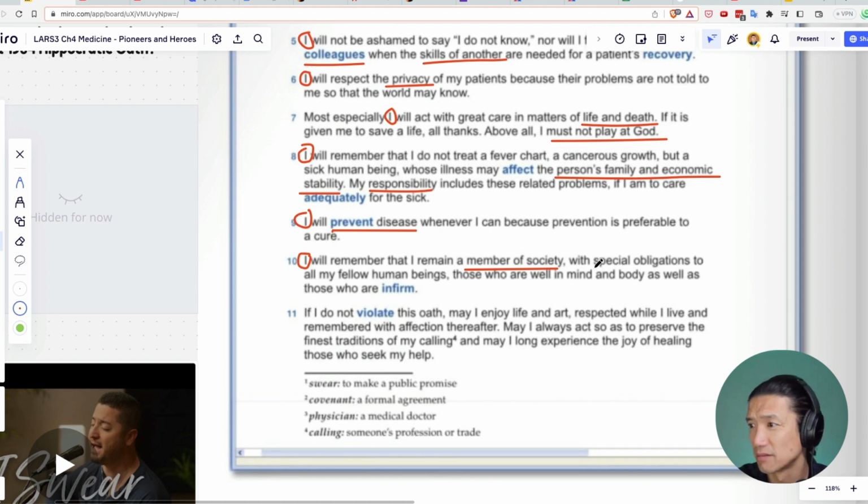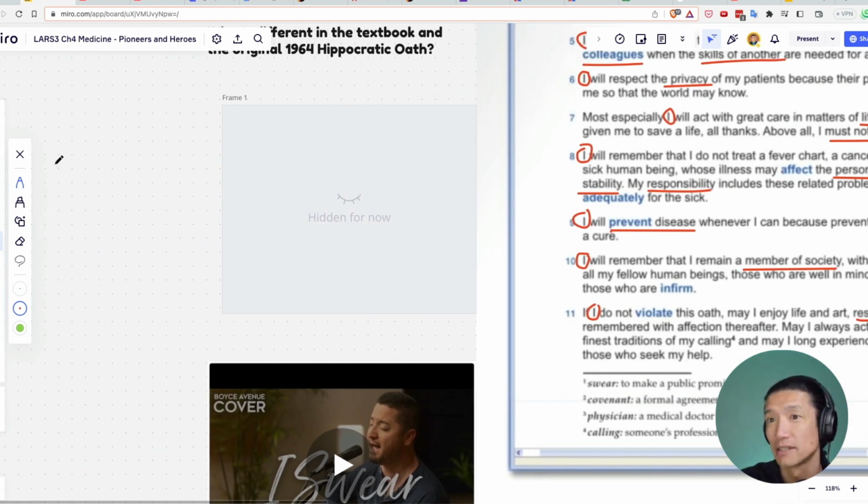Special obligation. That one's hard. Those who are infirm, those who are weak. If I do not violate this oath, may I enjoy life and art respected while I live and remembered with affection thereafter. May I always act so as to preserve the finest tradition of my calling, and may I long experience the joy of healing. There's lots of great ones here. Preserve. Respect. Let's check, shall we?